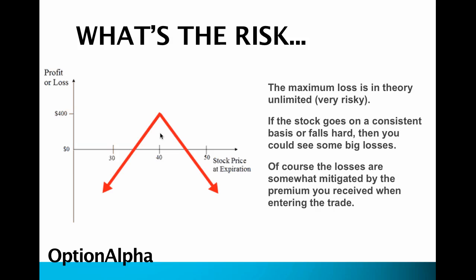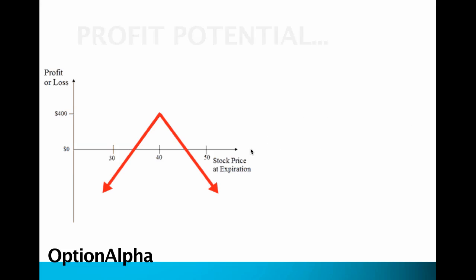So what's the risk? Well, the risk of this strategy is that the stock actually moves outside of your boundary or break-even points. And there is a maximum loss probability here, or unlimited potential with this strategy, because the stock can go up exponentially in price. If that happens, then you could see really, really big losses. Of course, you can mitigate this loss with some of the premium that you received and a hedging strategy that I'm going to talk about here at the end of this video.